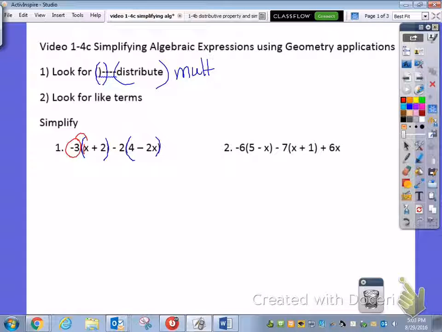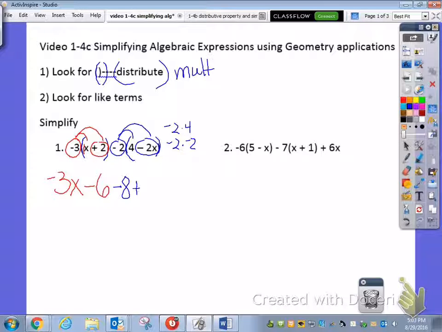-3 times 1. So -3 times 1 is a -3x. And then you have -3 times +2. -3 times +2 is a -6. On the other side, you have -2 times +4. So think, -2 times 4, which is a -8. And then you have -2 times -2. So -2 times -2, which is a +4. And then you bring down your x.